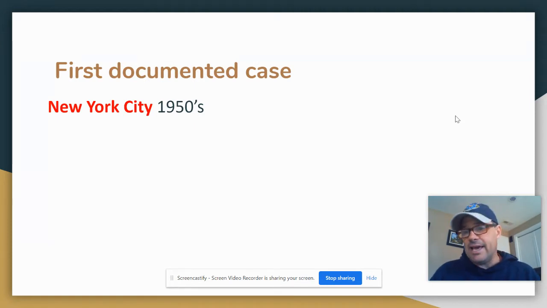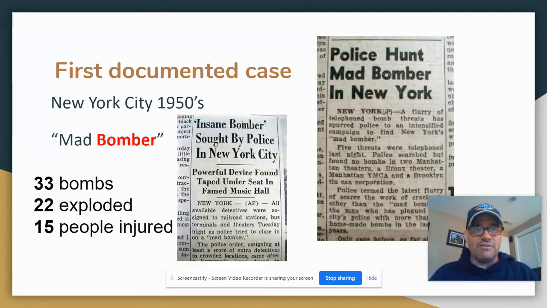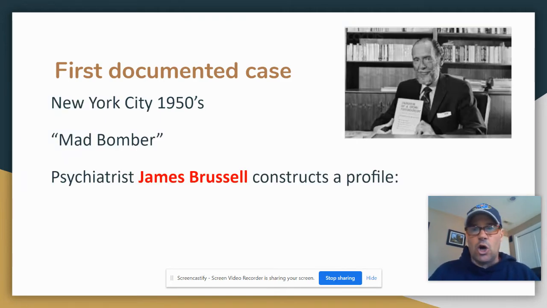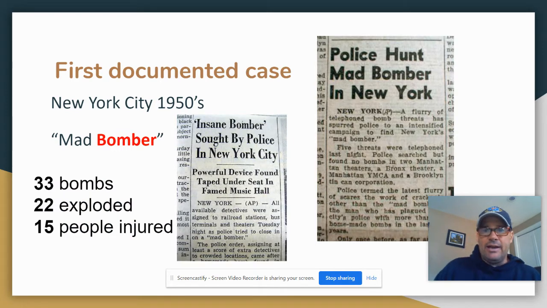The first documented case of criminal profiling actually happened in New York City in the 1950s. There was a guy called the Mad Bomber, and he had planted 33 bombs, 22 exploded, and 15 people were injured. There are some headlines from it. The police hunted for the Mad Bomber in New York. He would tape these bombs under seats in theaters. That's generally how he did this. And so this was really scaring people in the 50s.